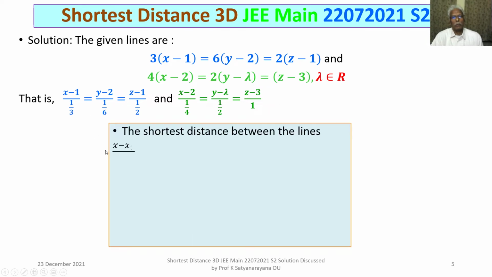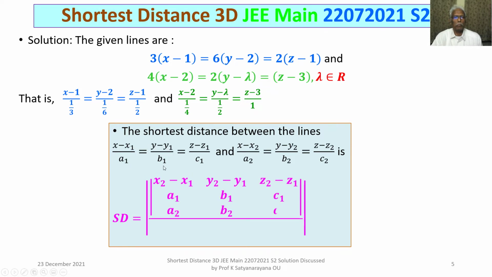Now, we recall the shortest distance between the lines (x minus x1) by a1 is equal to (y minus y1) by b1 is equal to (z minus z1) by c1 and (x minus x2) by a2 is equal to (y minus y2) by b2 is equal to (z minus z2) by c2. It is the absolute value of the quotient. The numerator is the 3 by 3 determinant whose first row is x2 minus x1, y2 minus y1, z2 minus z1, the second row is a1, b1, c1, and the third row a2, b2, c2. The denominator is the square root of the sum of (b1 c2 minus b2 c1) whole square.